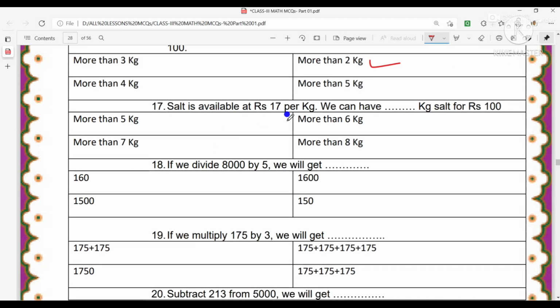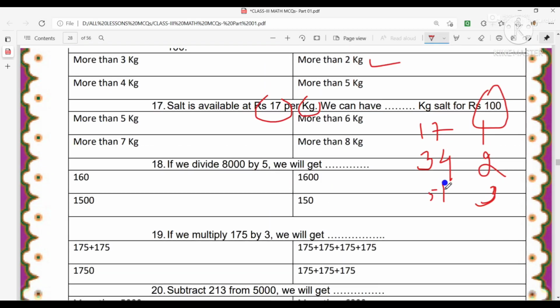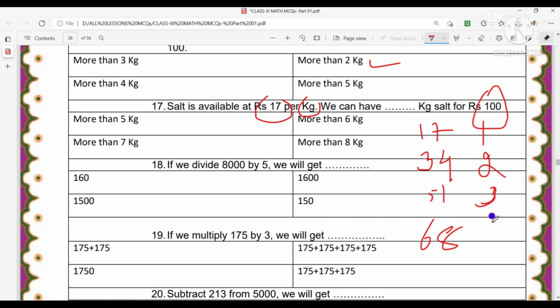Salt is available at 17 rupees per kg. We can have dash kg salt for rupees 100. So 1 kg costs 17 rupees, right? So in 100, how much can you get? Acha, 1 kg for 17 rupees. Then 17 double is 34 rupees for 2 kg. 17 triple is 51, okay, 51 rupees for 3 kg. If you multiply 17 by 4, it is 68 rupees, you can buy 4 kg.